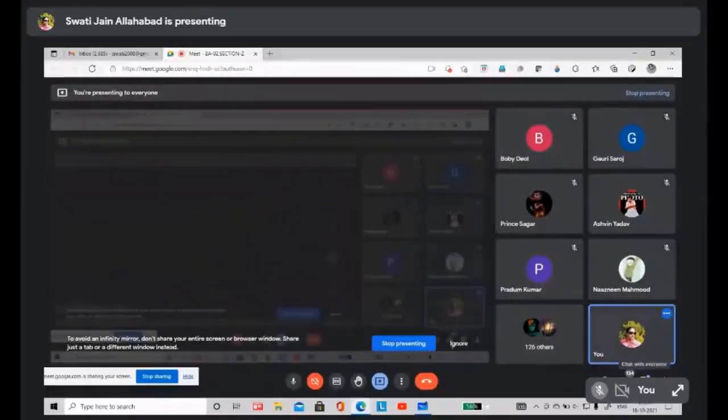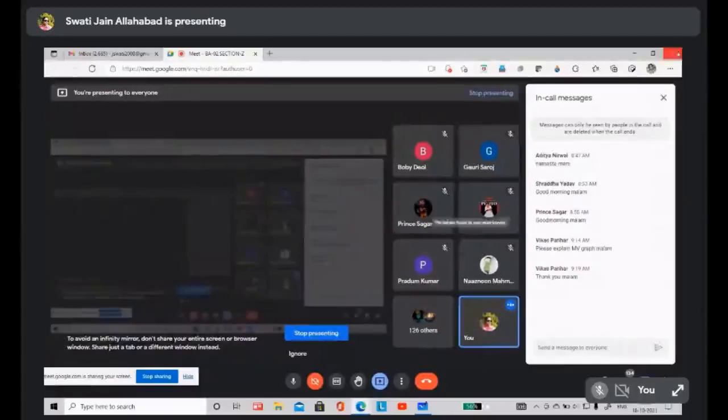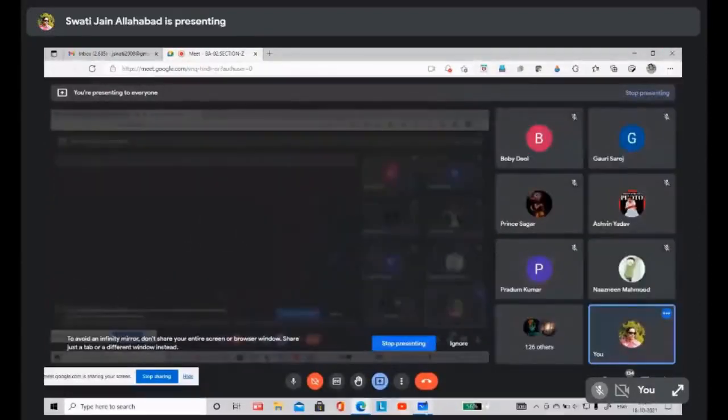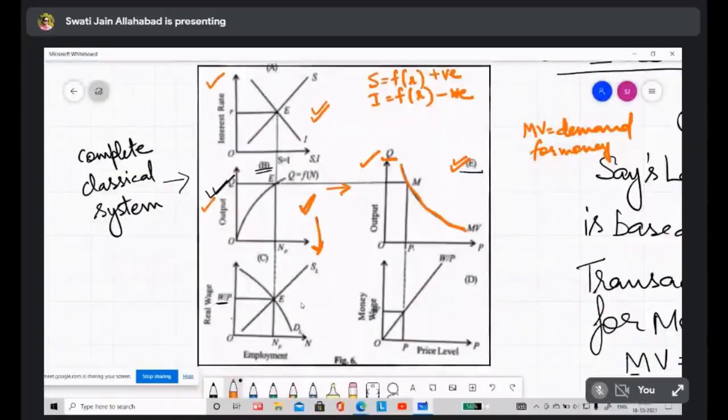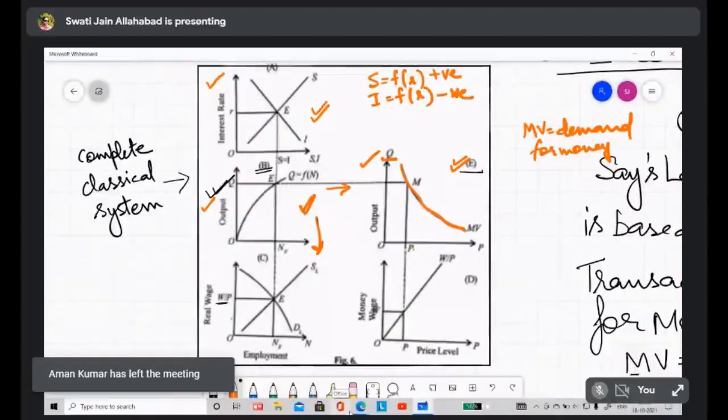Okay, is someone saying anything? I hope now it is clear. Ma'am, the saving and investment function can't cut each other at a negative interest rate.